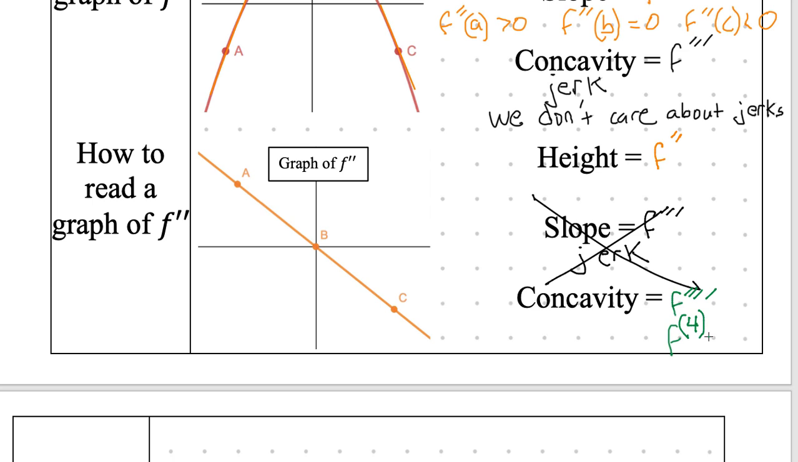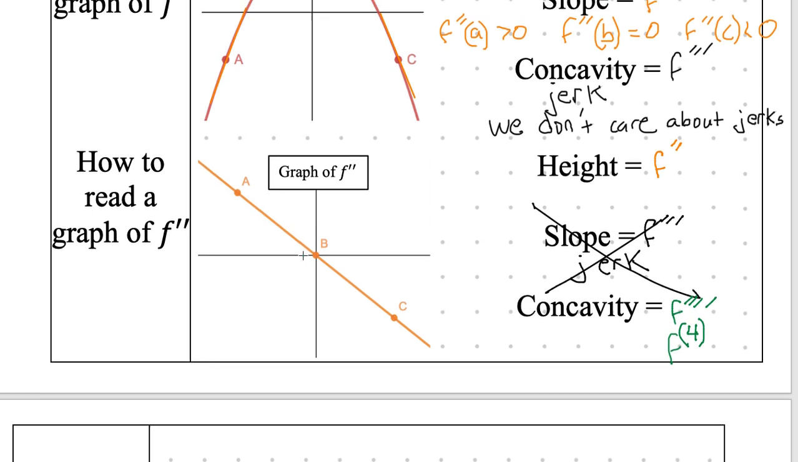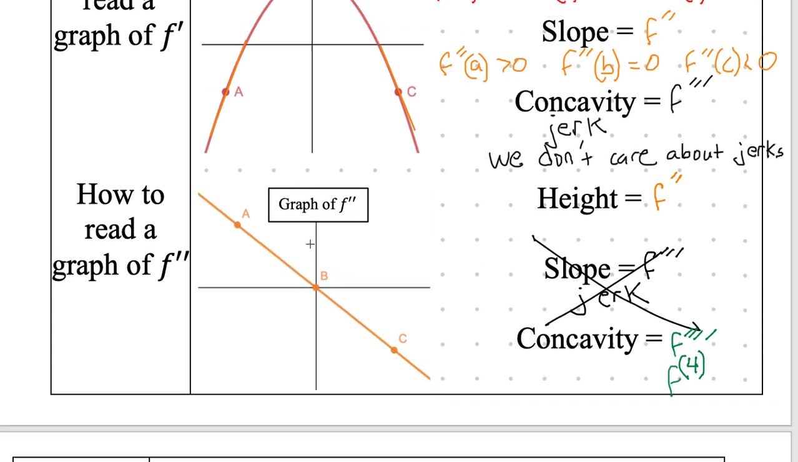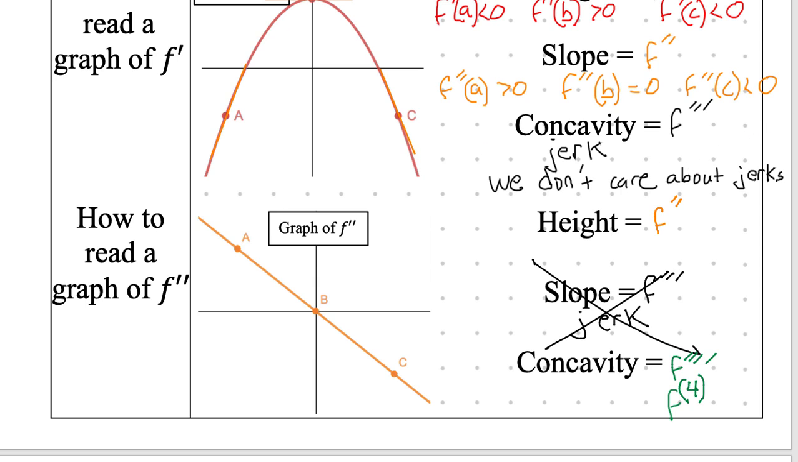What is the point of that? The point is that you know what concavity looks like. There is no concavity on this one though, right? Because there's no curvature. I guess you can say that concavity is 0. But you can't say there's concave up or concave down on the graph of f double prime here. So really quickly here, f double prime of a is greater than 0 because the height is greater than 0. And A are roughly the same x-coordinate.